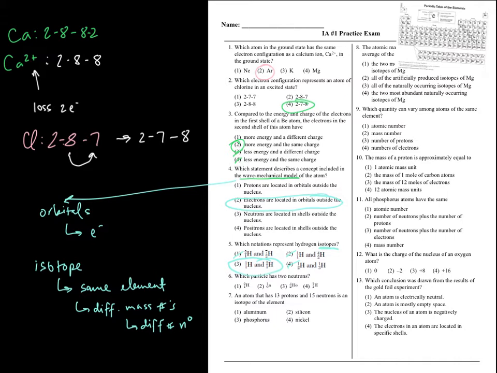Now, number 6, which particle has 2 neutrons? So how do we find that out? So that means you want to be able to compare the top number and the bottom number. In these examples, you have a top number and a bottom number. The bottom number tells you the atomic number, and it's the same as the number of protons. The top number is the mass number, which tells you both protons and neutrons.